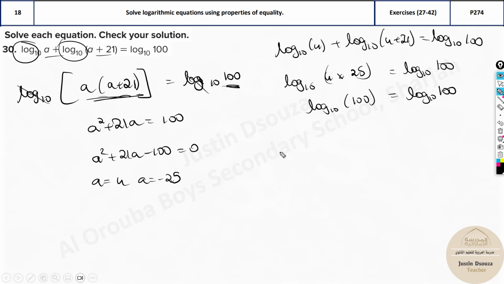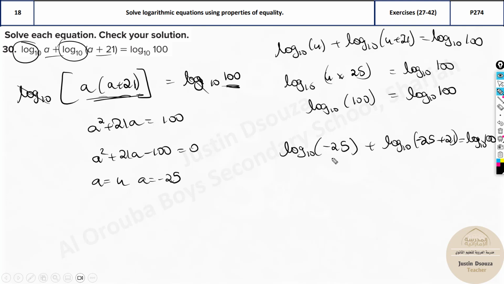Let's do the second one over here. Log base 10 of negative 25, plus log base 10 of negative 25 plus 21, that must be equal to log base 10 of 100. I can just stop here and tell you this is an extraneous solution, because what is the log base 10 of negative 25? Or over here it will be negative 4. It's undefined. This is wrong. But why? Because it's not defined.